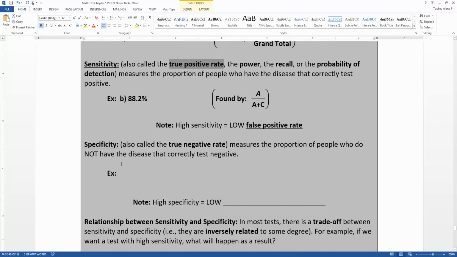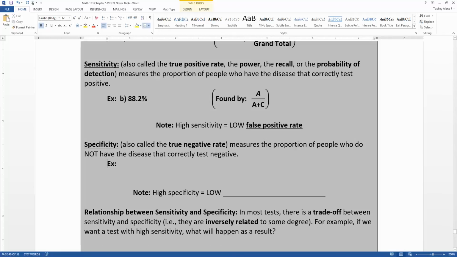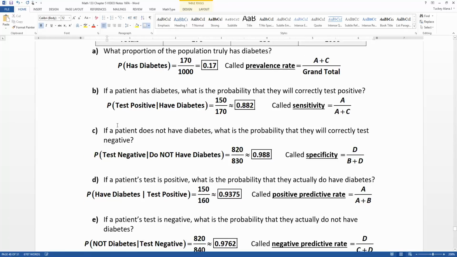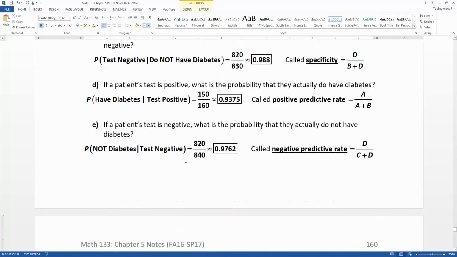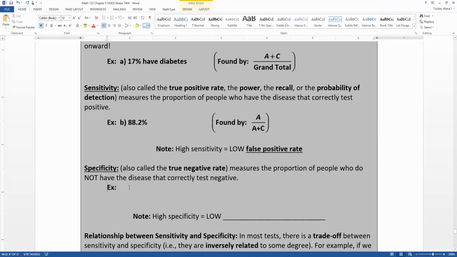All right, then you have your specificity. Sensitivity is true positive, specificity is true negative, right? It's the proportion of people who really don't have the disease or trait you're looking for that correctly test negative. Also a very nice thing. We want that to be high, right? And in our example, it was letter C. It was 98.8%, so very, very high.